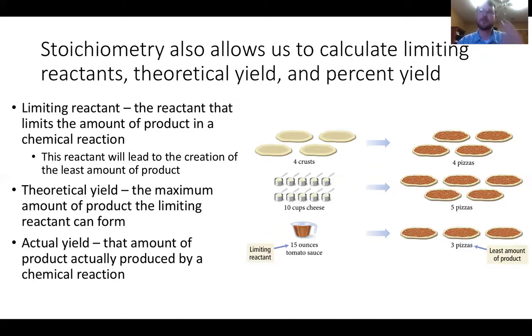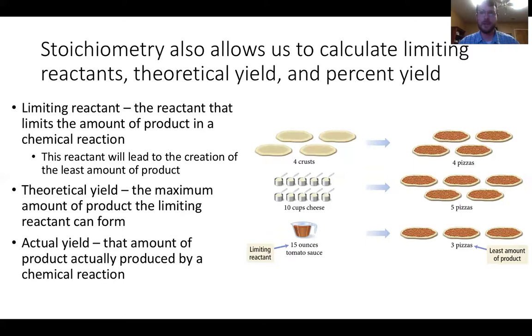Now let's look at the products formed to determine which one is the limiting reagent. We're going to do this exactly the same in our calculations with our balanced equations. So with the crust, we had 4. With the cheese, we had 5. And with the tomato sauce, we had 3. Well, obviously 3 is less than 4 and 5. So that is the lowest amount of product, which would then make the tomato sauce our limiting reactant, and the 3 pizzas that the limiting reactant makes would be the theoretical yield, because you can't make any more than 3 pizzas from that tomato sauce.